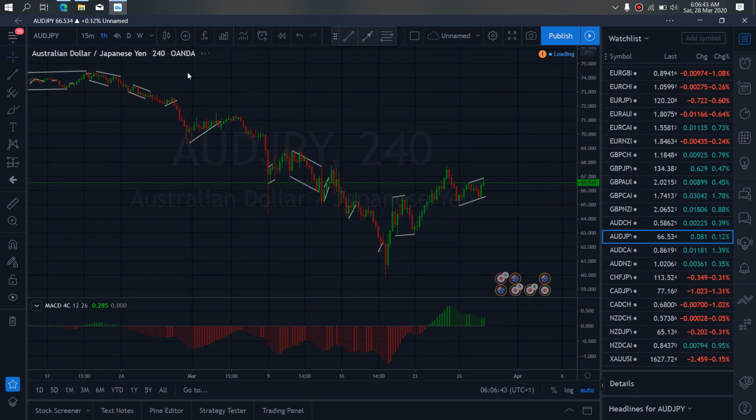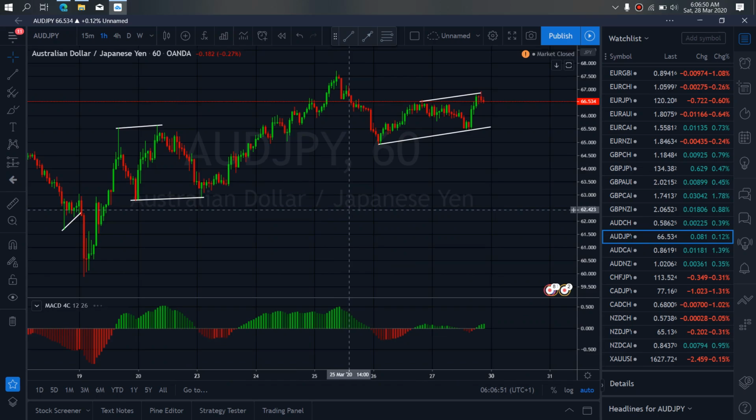So if we zoom to 1-hour time frame on Aussie yen, we want to watch out for once again more of this corrective structure here, and then one more drop before they resume the climb upside. So I want to look out for that as it develops this week in Aussie yen.